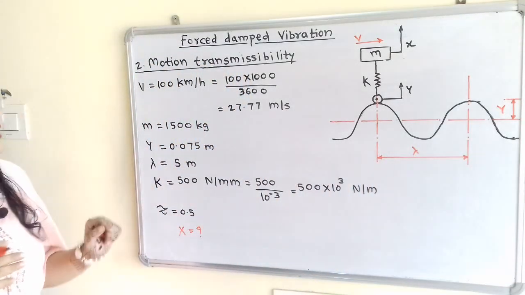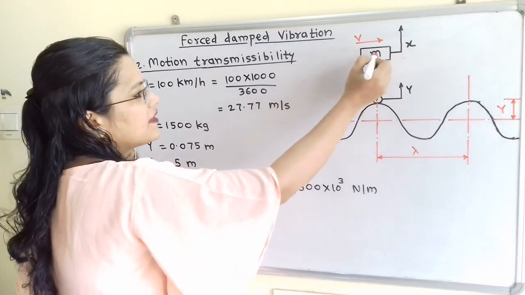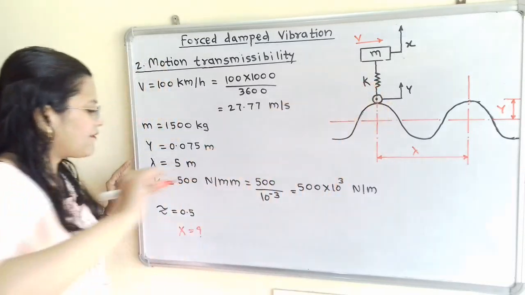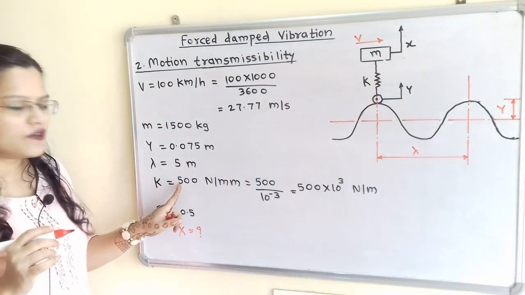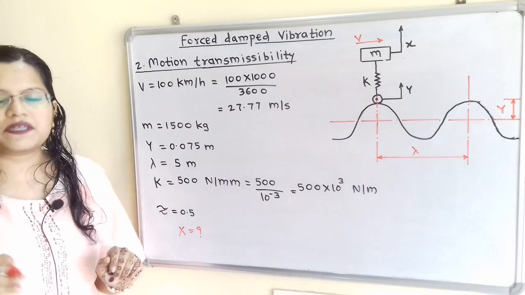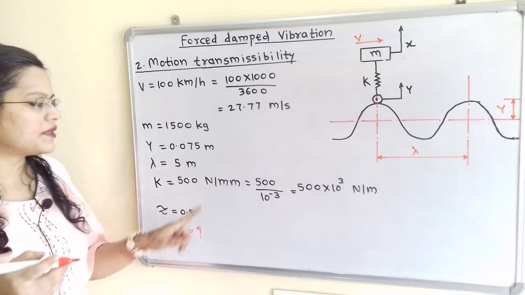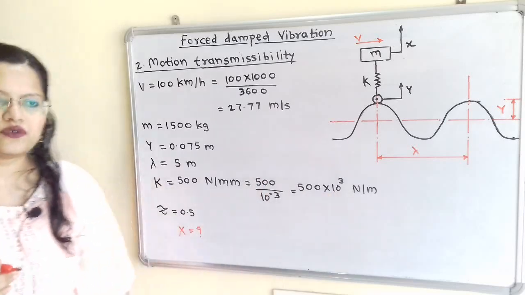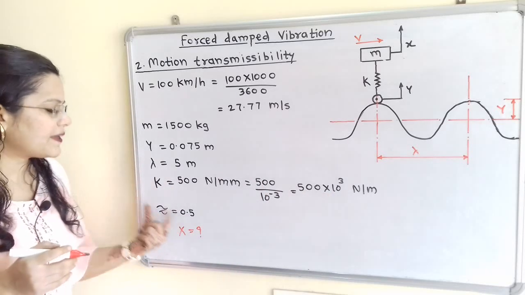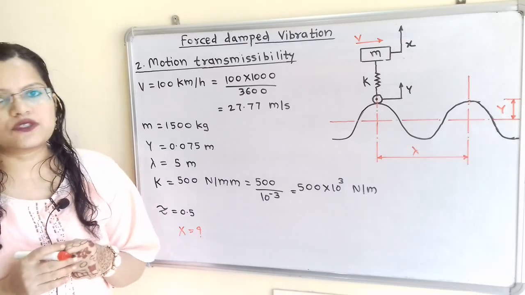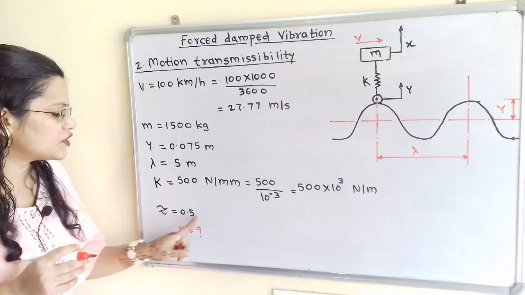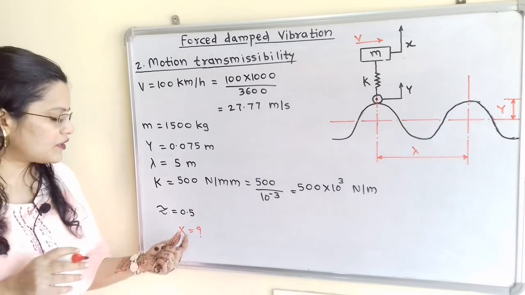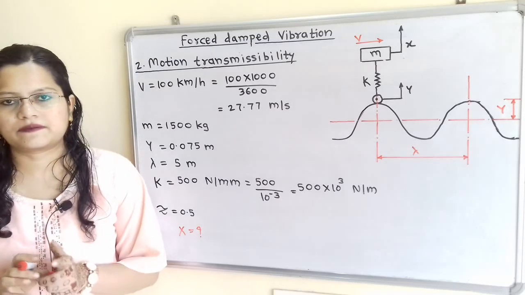Now the spring stiffness k. Here is the spring between this motor car and the base, which has stiffness k equal to 500 Newton per millimeter, but the standard unit is Newton per meter. So we will simplify this as 500 into 10 raised to 3 Newton per meter. Then the damping factor zeta is also given. So zeta is equal to 0.5. And now we have to find the displacement amplitude, that is capital X.